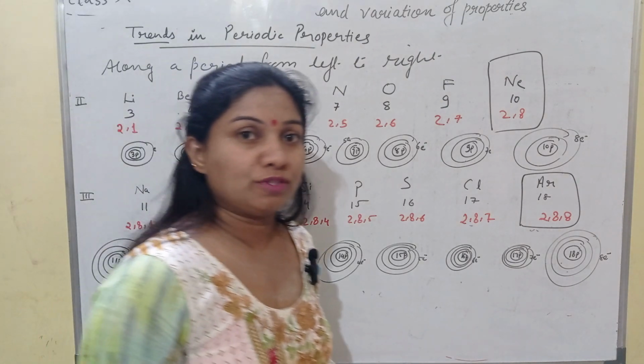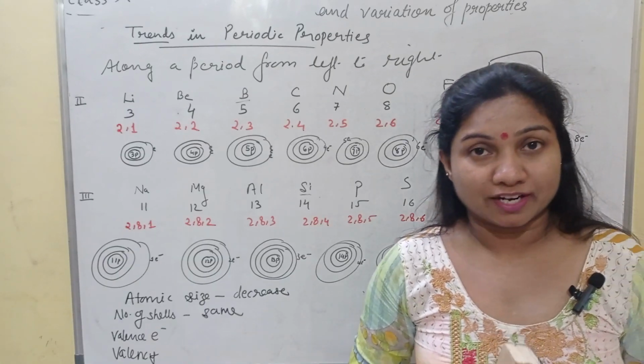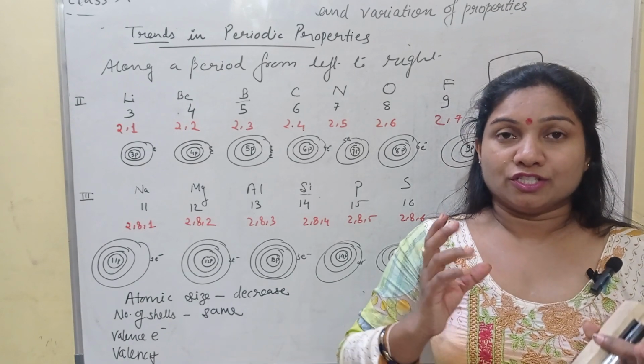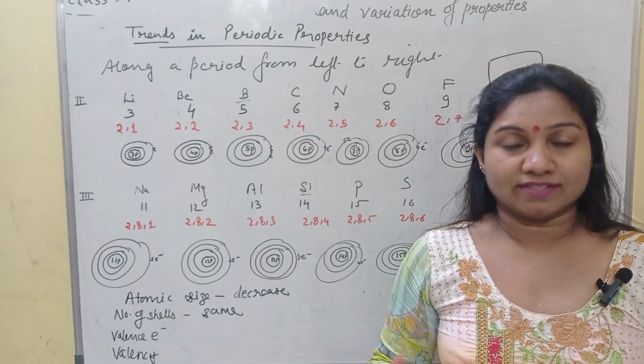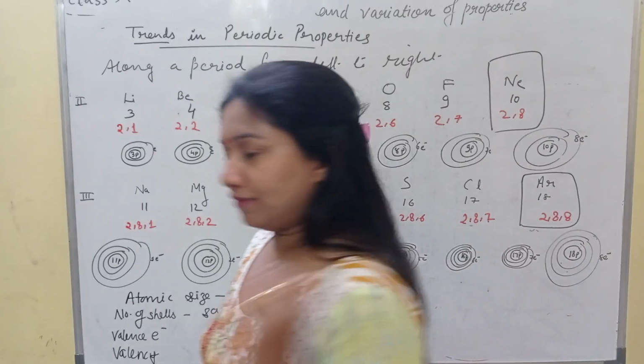पर जब हम डाउन द ग्रुप जा रहे होते हैं, हम दोनों जरूर बढ़ रहे हैं, न्यूक्लियर चार्ज भी बढ़ रहा है, नंबर ऑफ शेल्स भी बढ़ रहे हैं, पर नंबर ऑफ शेल्स का वेटेज ज़्यादा होगा, क्योंकि जो आउटरमोस्ट इलेक्ट्रॉन का जो डिस्टेंस है फ्रॉम द न्यूक्लियस, इट विल बी मोर. एज अ रिजल्ट, व्हेन वी मूव डाउन द ग्रुप, द साइज इंक्रीजेस. सो दैट विल डिस्कस.